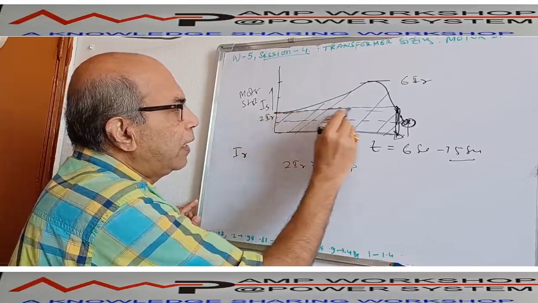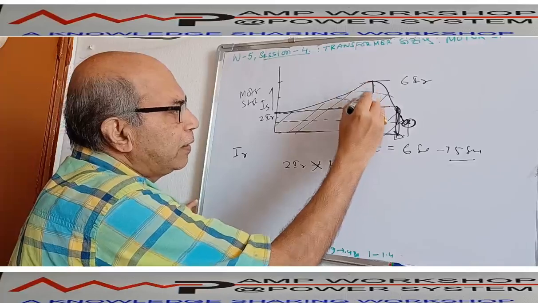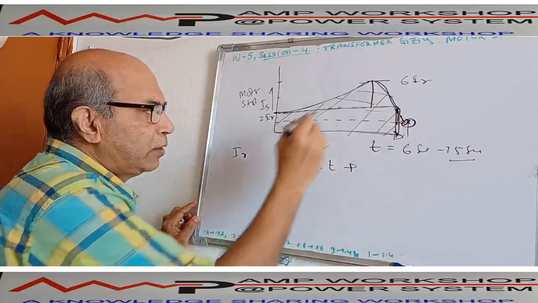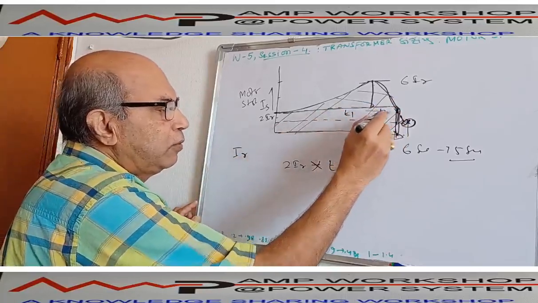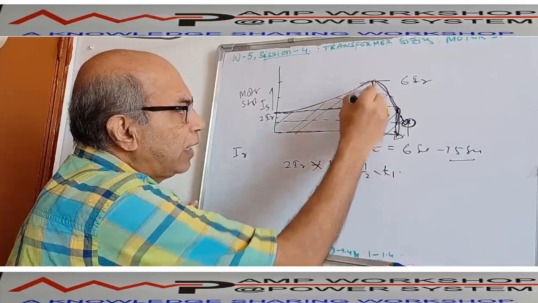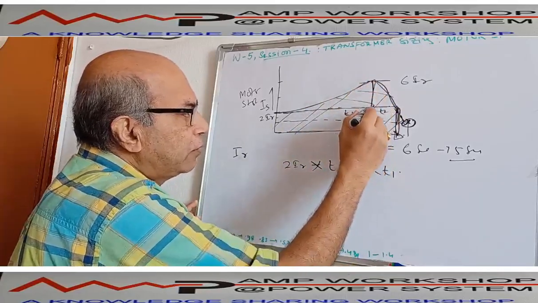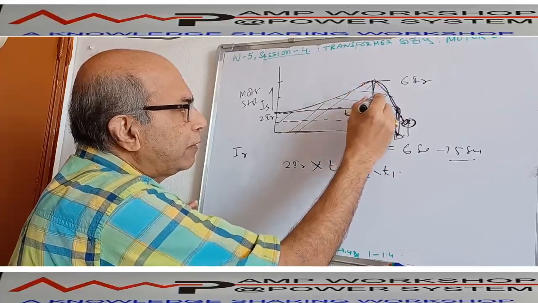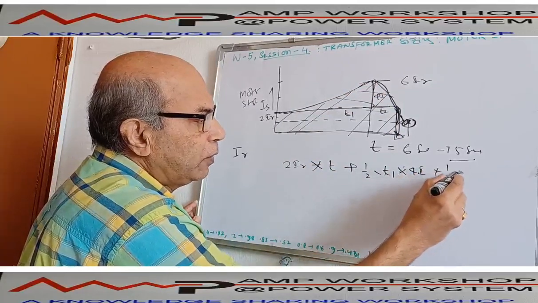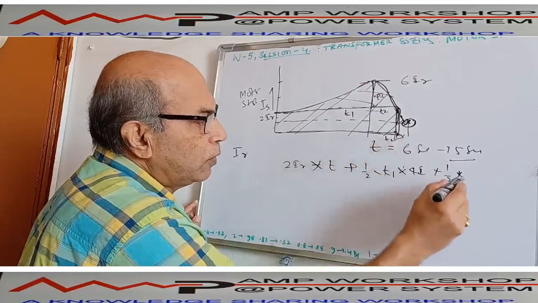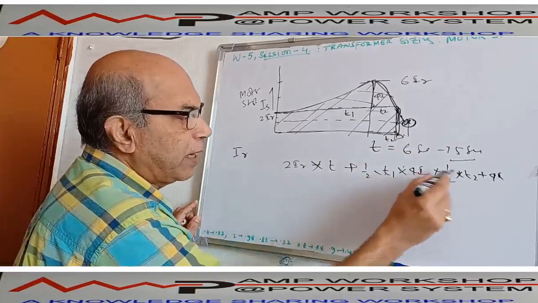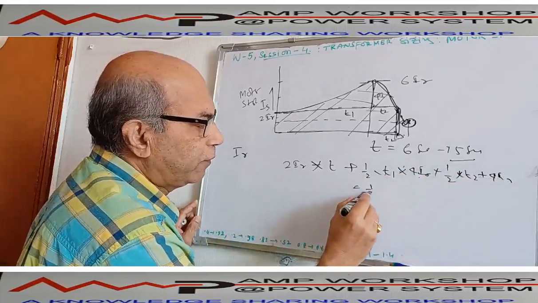Plus this area, how much will this be? This can be divided into two triangles. This is one triangle approximately, and this is another triangle approximately. If we say this is T1 and this is T2, then this triangle will be half into T1 into this height. How much? It is 6I from here, and this is 2I, that means this is your 4I. So this is half into T1 into 4I, plus half into T2 into 4I. From here you can calculate, 4I is IR, so that equals half into IR.